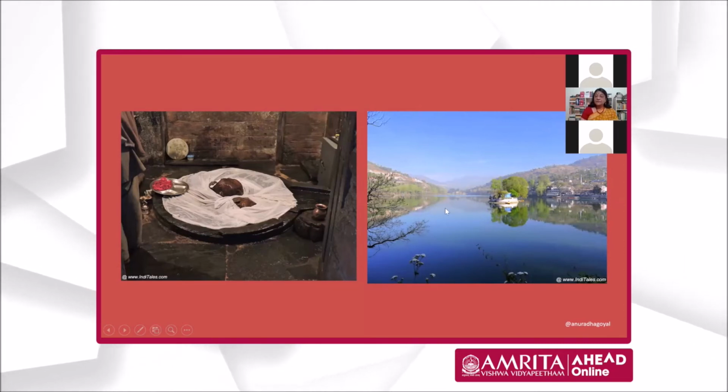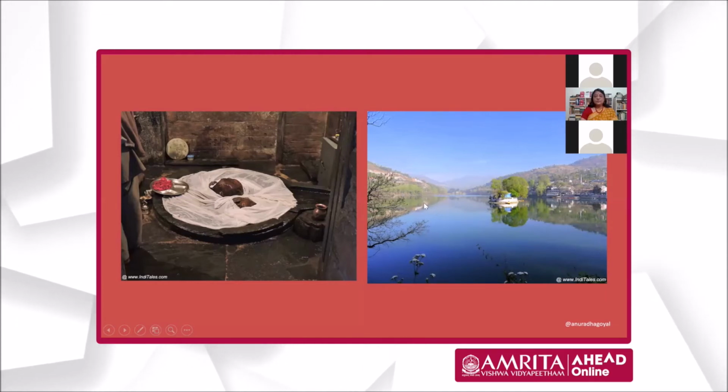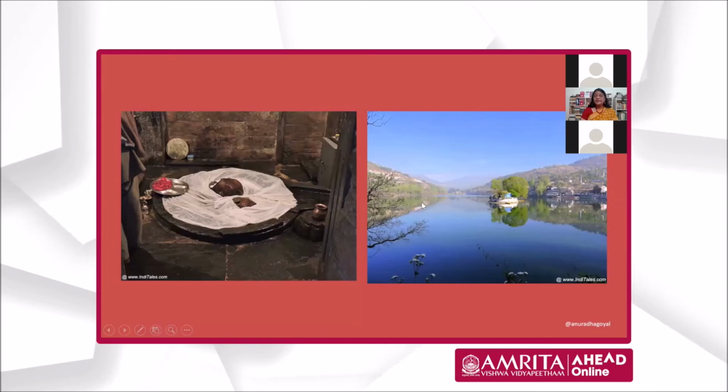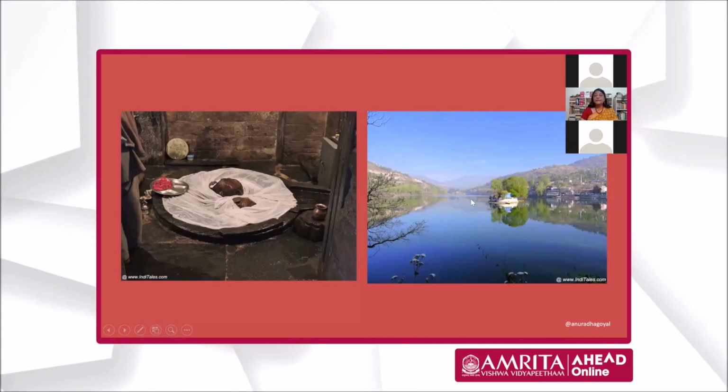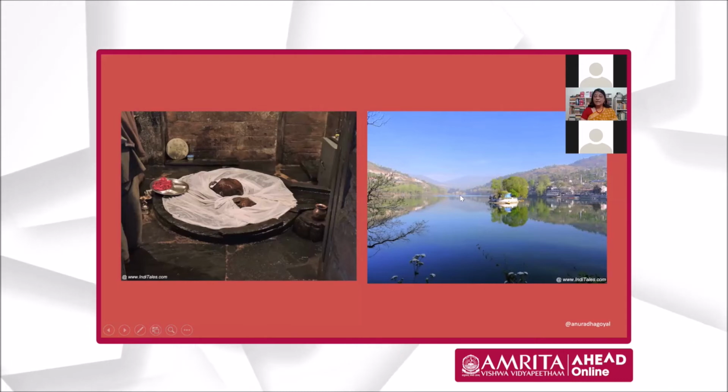The lake on the right is called Bhimtal. It's in the Kumaon region of Uttarakhand. And this again has a temple called Bhimeshwar Mahadev right next to it. And I'll come back to this in a while.